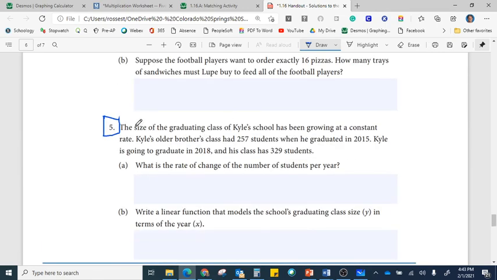All right, so for number 5, the size of the graduating class of Kyle's school. Graduating class has this number of people, and this is the year. Graduating class has this number of people, and this is the year. So you have 2 points, right? And rather than call it 2015, just call it 15, and rather than 2018, just call it 18. You could set up a table and figure out your slope. Once you figure out your slope, you can figure out your y-intercept from 15 rather than from 2015, because it's going to be completely different if you're plugging in 2015, and you get a weird y-intercept.